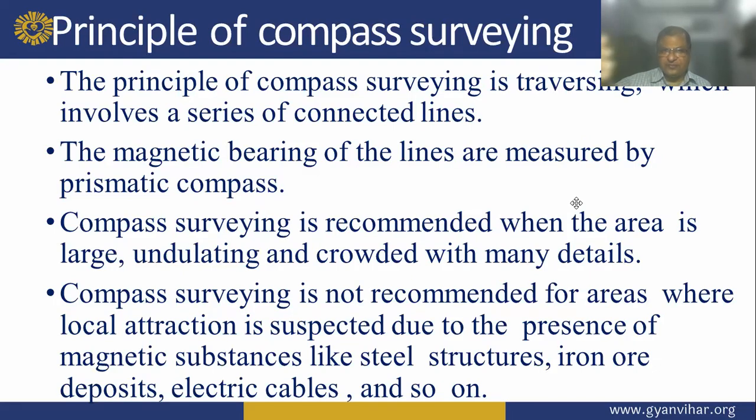Now, the principle of compass surveying. My dear boy, the principle of compass surveying is traversing, which involves a series of connected lines. The magnetic bearings of the lines are measured by a prismatic compass, and compass surveying is recommended when the area is large, undulating, and crowded with many details.